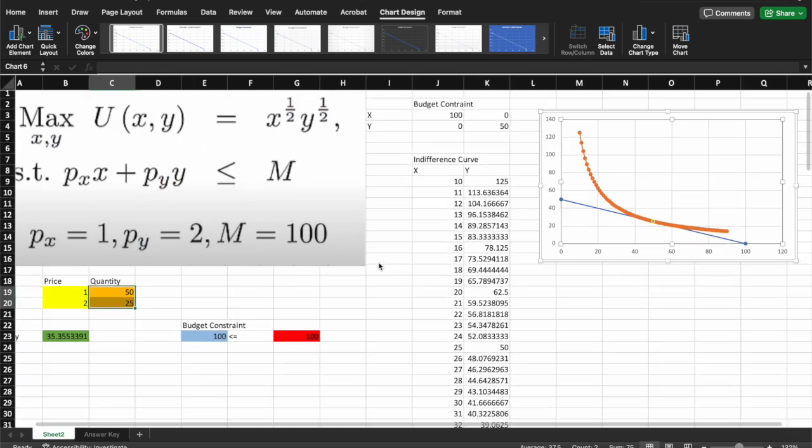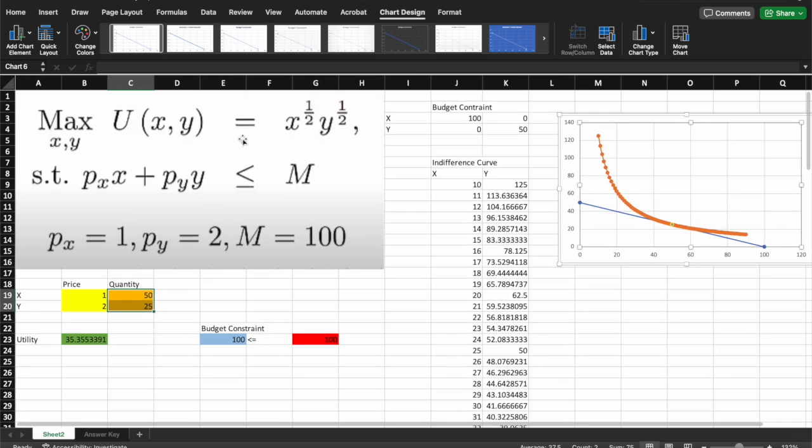So this is kind of how we set up one of these maximization problems. We'll practice this more in class, but give this a try and come ready with any questions that you have.